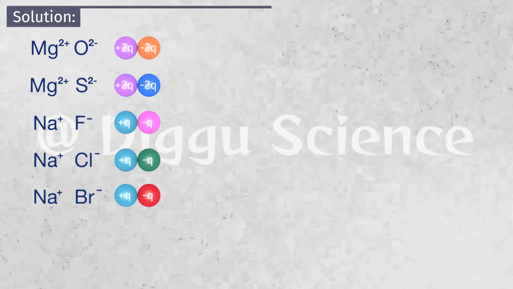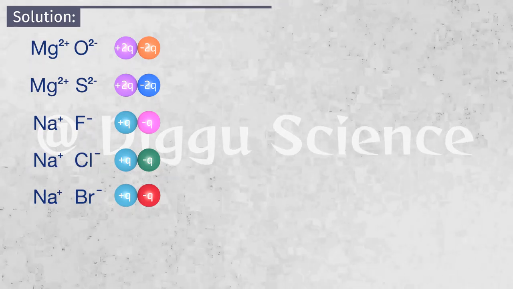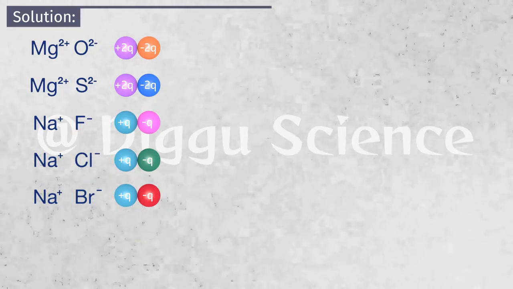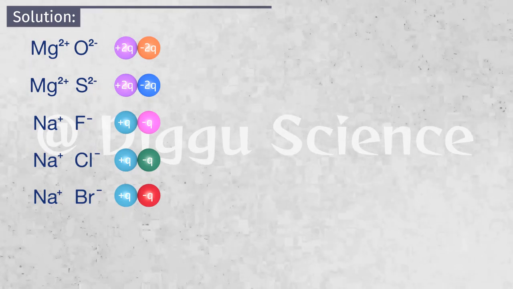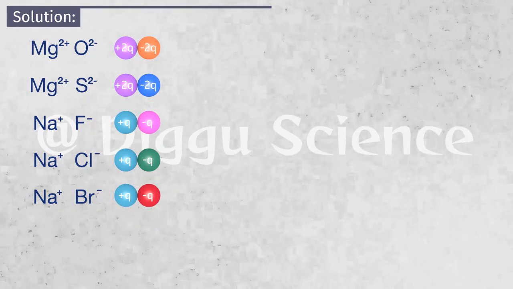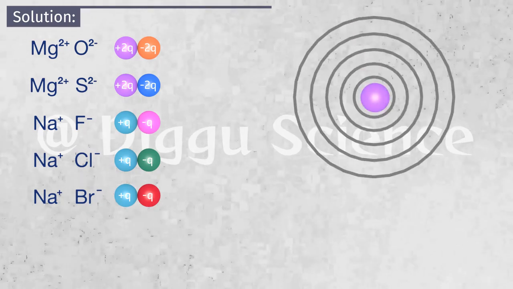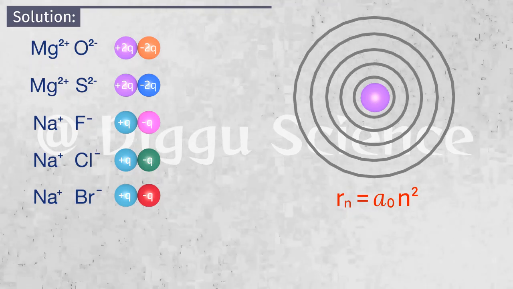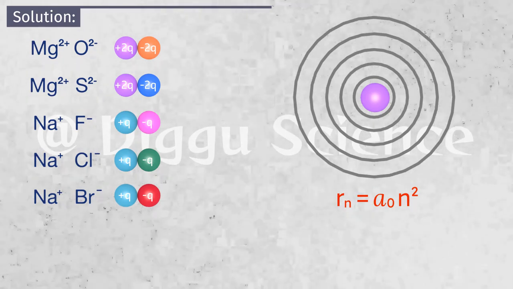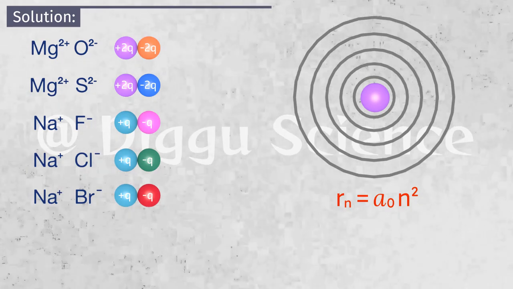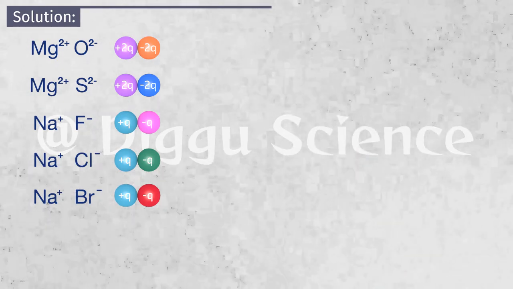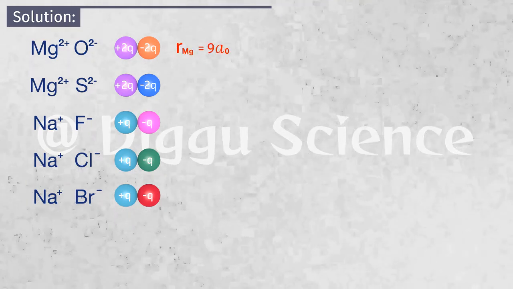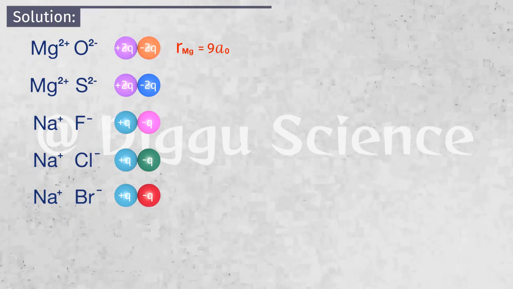Now we will analyze the distance between ions. We can represent the size of the ion as the size of the atom. The size of the atom is based on the atomic shell. If we have ever watched about the Bohr atomic theory, the distance of the atomic shell to the atomic nucleus can be written as a0 n squared, where a0 is the Bohr radius and n is the atomic shell number. The magnesium atom is in period 3. Its atomic radius is about 9a0 because n is 3.